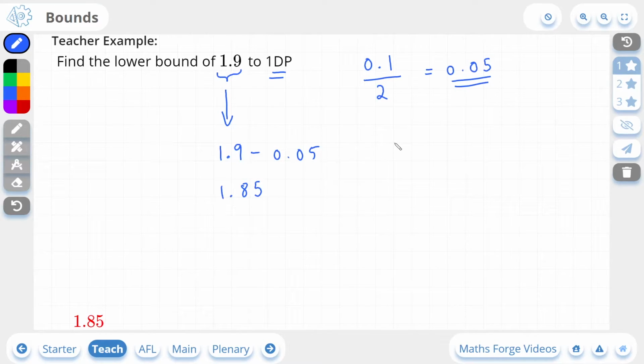So essentially, bounds is like the reverse of rounding. For bounds, you're essentially answering the question of what's the lowest possible number this 1.9 could have been rounded up from, or rounded down from. If you're finding the lower bound, you're finding the lowest possible number that this number could have been rounded up from. And in this case, 1.9 could have been rounded up from 1.85.